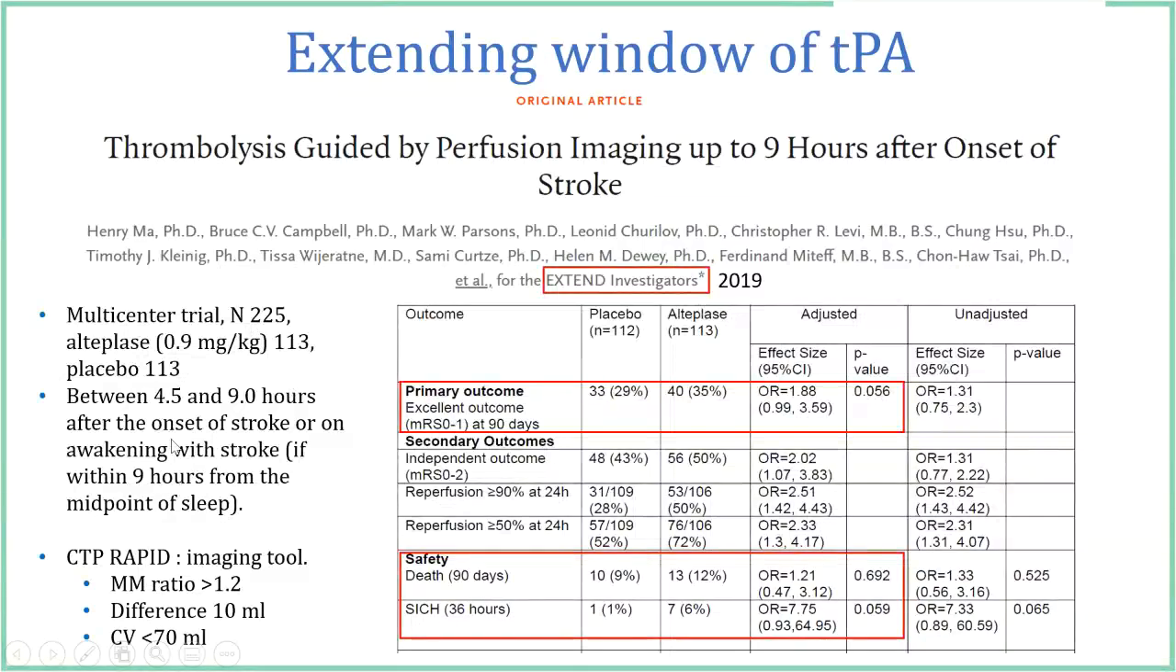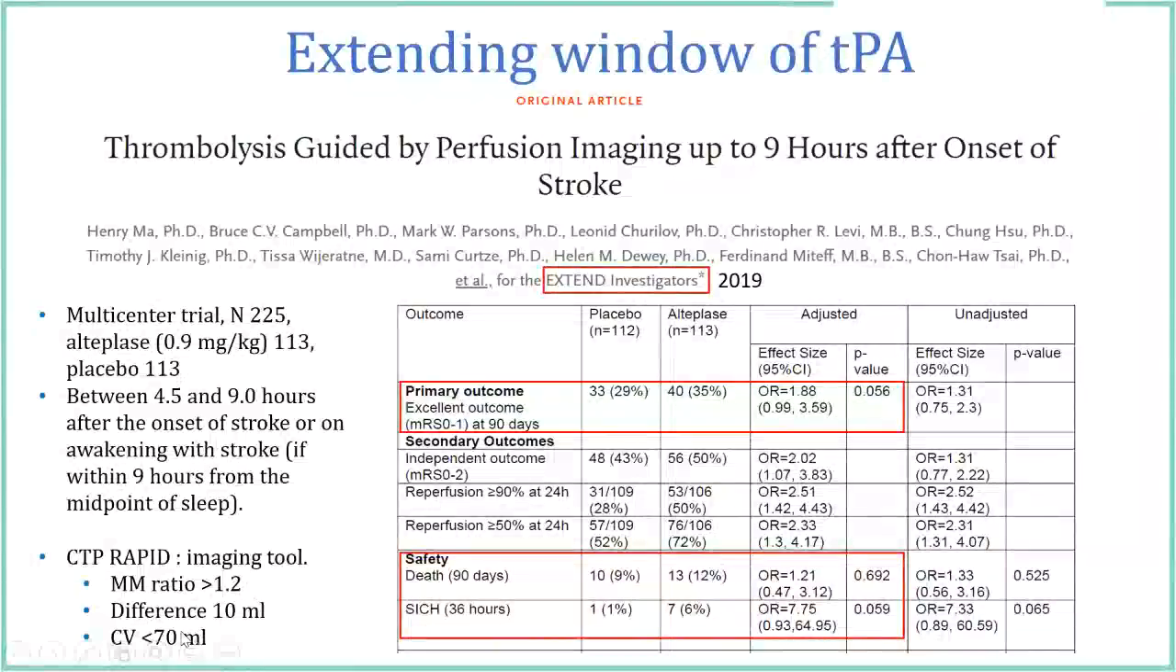The patients had a symptom onset between 4.5 to 9 hours, or wake-up stroke with the noticeable symptoms within 4.5 hours. They used the CTP parameters in order to guide the treatment, with the mismatch ratio a little bit changed, greater than 1.2, and the core volume less than 70.